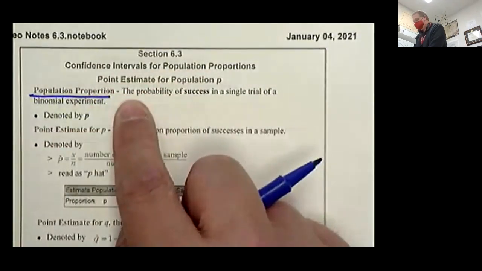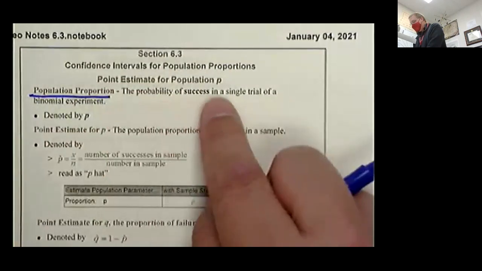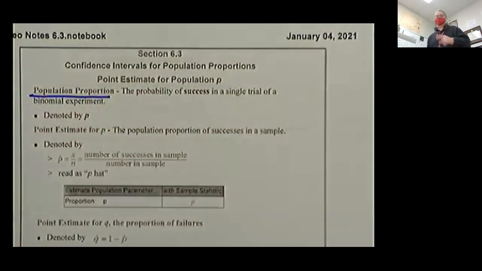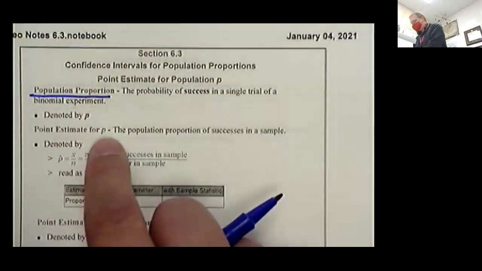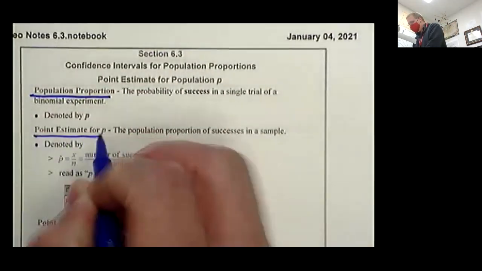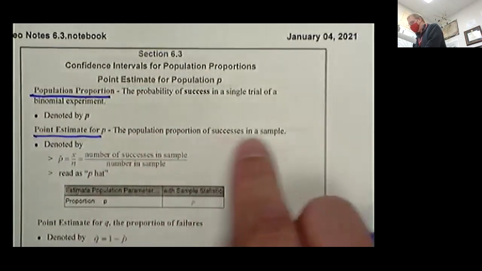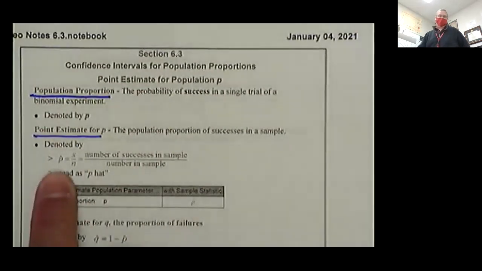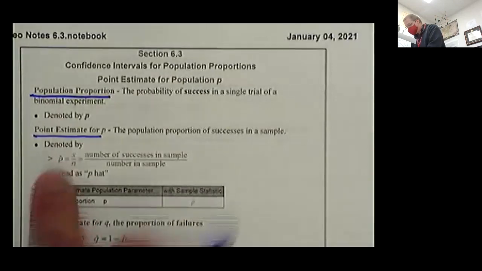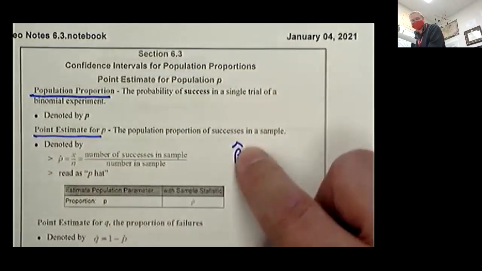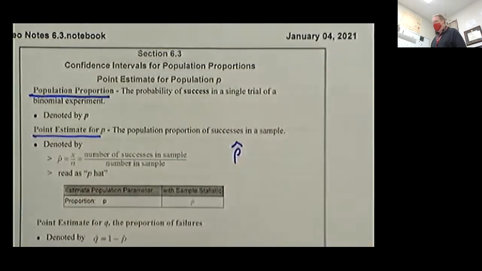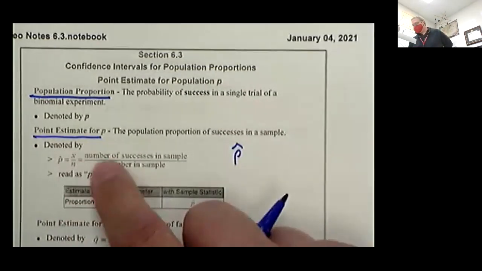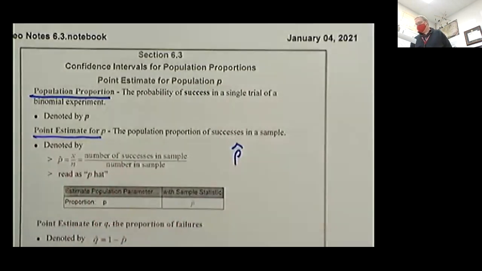Now we're going to have some new symbols for this one. The probability of success in a single trial of a binomial experiment, which we talked about back in chapter 4 when we looked at discrete probability distributions, is P. So P is our population proportion. The point estimate for P is the proportion of successes in a sample, and we're going to denote that by P hat. This is a new symbol. The P has a little character above it that looks like an upwards arrow kind of thing. We're going to call that P hat. P hat is X over N, where X is the number of successes and N is the number in the sample.